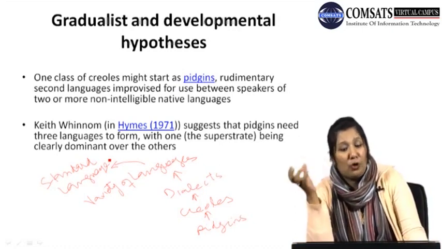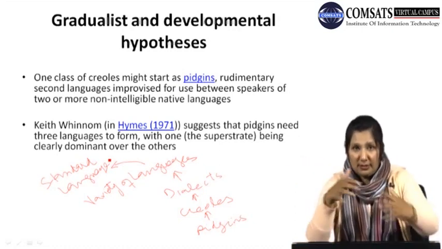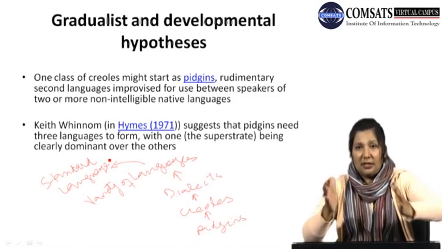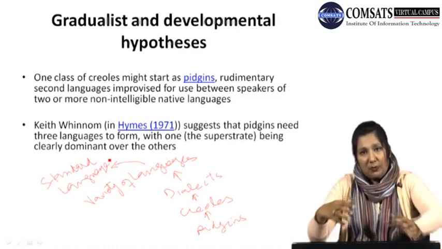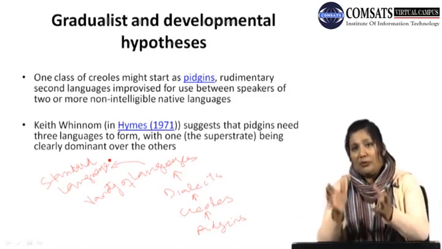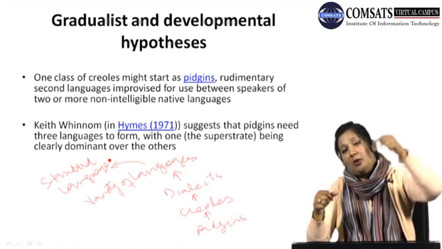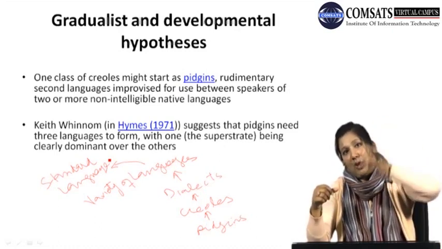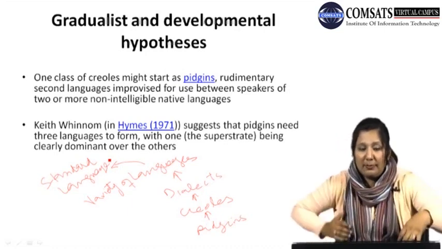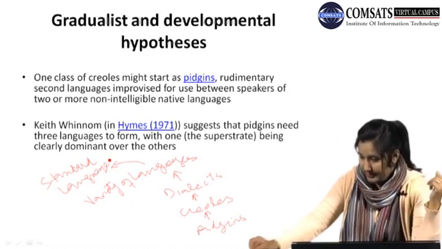Three languages are needed to form what? Overall, for the development process, three languages are needed. Among the three, there needs to be one superstrate language, one that is more dominant and more powerful, to become clearly dominant over the others.